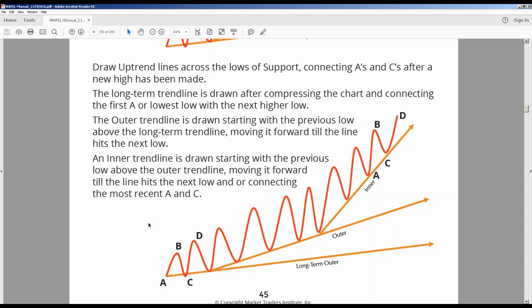An inner trend line is drawn starting with the previous low above the outer trend line, moving it forward till the line hits the next low and/or connecting the most recent A and C.